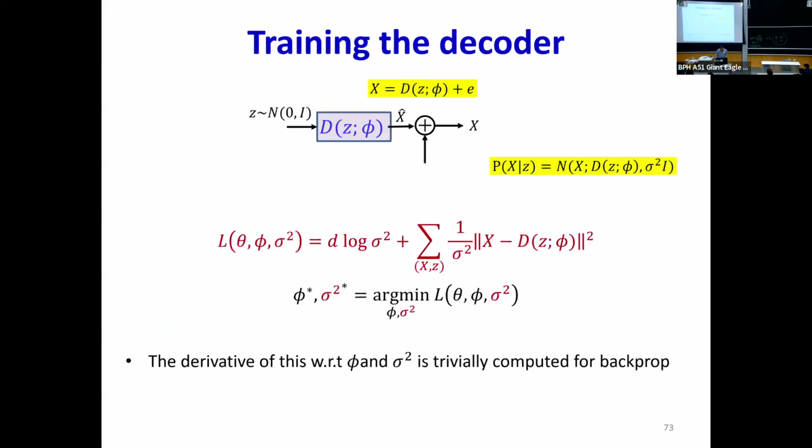And so once again, if I look at the loss function, the negative log likelihood was just this: d times the log of sigma squared, which is the variance from the noise, plus the second term, which is just the error between x and d of z. And this is a nice quadratic. This can be easily differentiated with respect to phi, and you can get derivatives. And so the derivatives of the loss with respect to phi and sigma squared are also both trivially computed. Does that make sense so far?